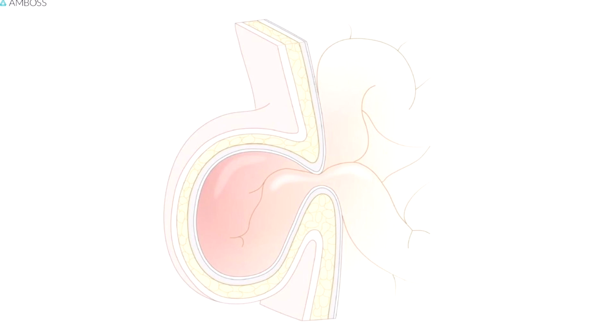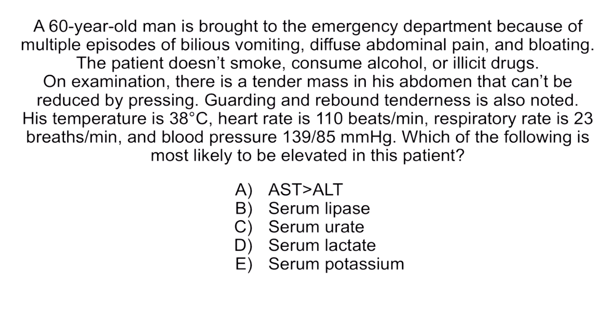Here's an image to remind you of the anatomy of an incarcerated hernia. Remember that the tissue within the hernia can become strangulated if the blood supply is compromised, leading to ischemia and necrosis of the intestines. Let's review the other answer choices now. Elevated AST/ALT is seen in the case of alcoholic hepatitis. The patient doesn't drink alcohol, which makes this answer less likely.